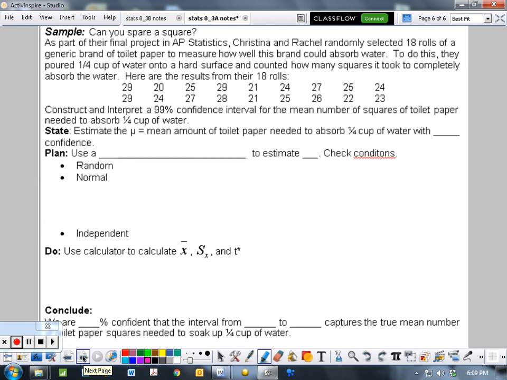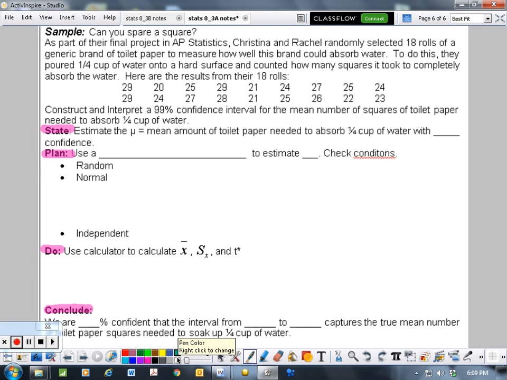Okay, so our sample problem, and again, this is a 4-step problem walking you through everything. This is a free response, so I typed up a lot of stuff for you, but this is all stuff you should do. You need your state, you need your plan, you need your do, you need your conclude. So you should be putting all of that in there. So, can you spare a square?